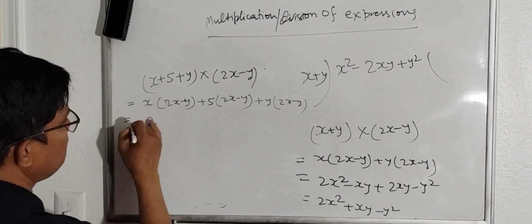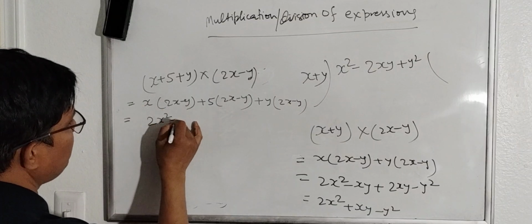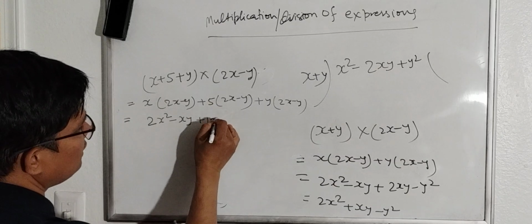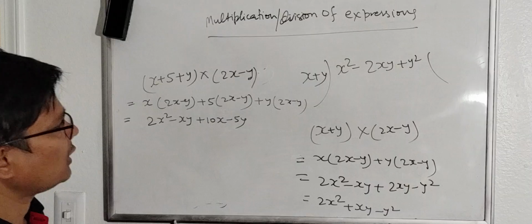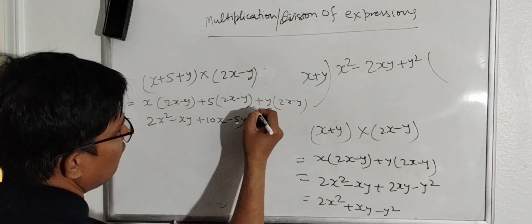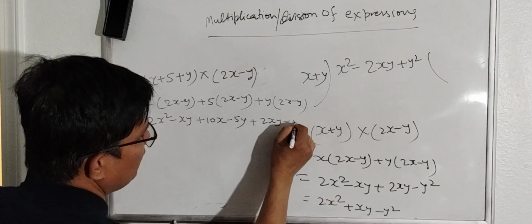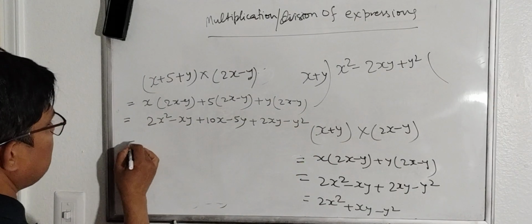So 2x times x, 2x squared, and x times minus y, minus xy. Here 5 times 2, 10x, minus 5 times y, 5y, and then here y times 2x, 2xy, minus y times y is y squared. Okay, now let's see.